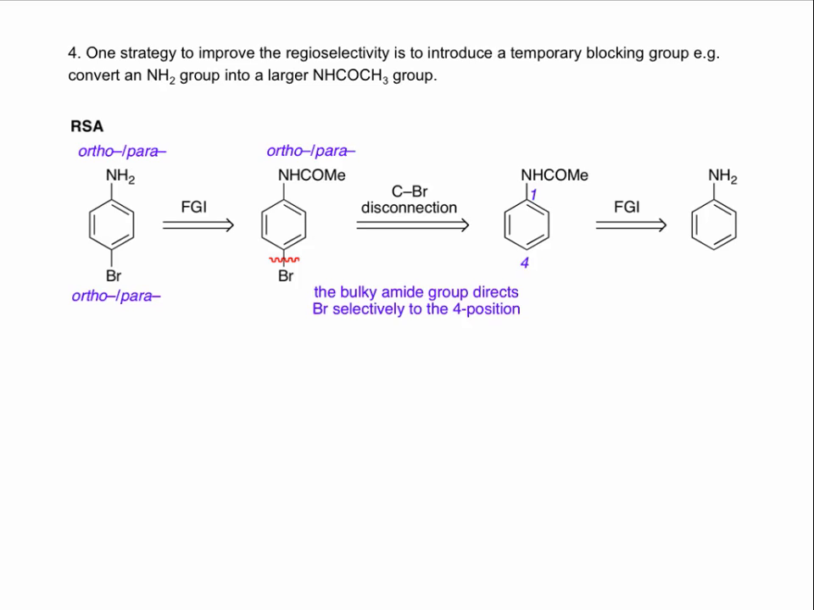For point 4, one strategy to improve the regioselectivity is to introduce a temporary blocking group, e.g. convert an NH2 group into a larger NHCOCH3 group. So here is my target molecule, this 4-bromoaniline.